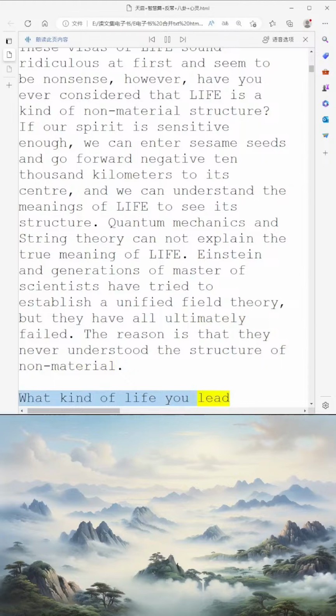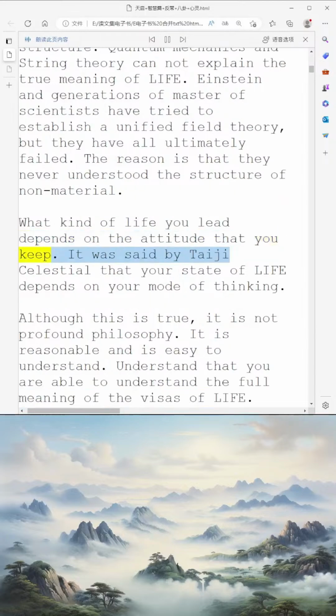What kind of life you lead depends on the attitude that you keep. It was said by Taiji Celestial that your state of life depends on your mode of thinking. Although this is true, it is not profound philosophy. It is reasonable and is easy to understand. Understand that, and you are able to understand the full meaning of the visas of life.